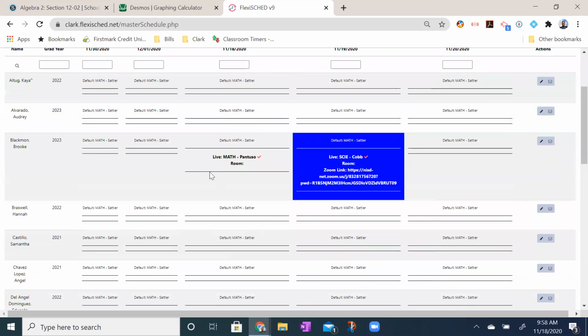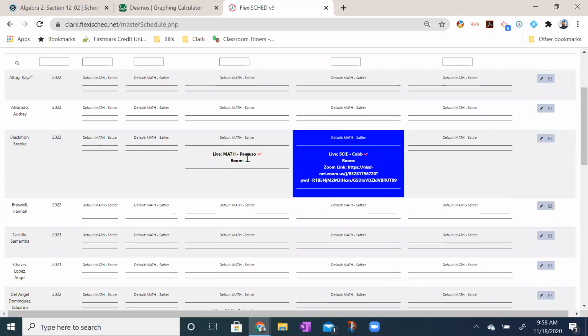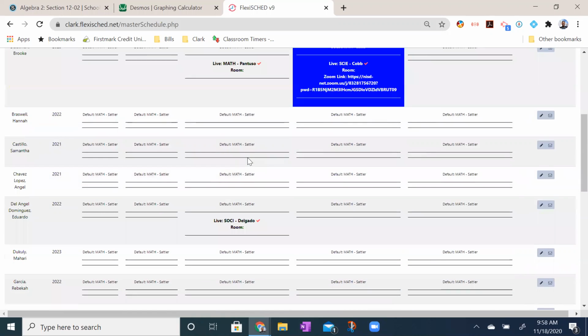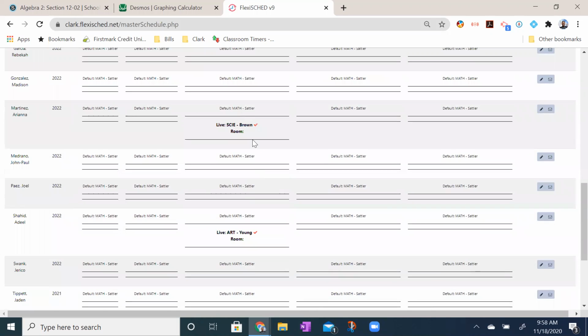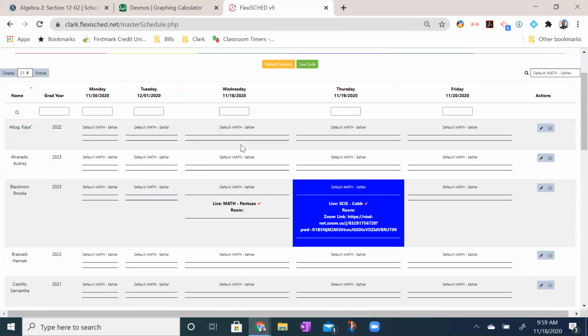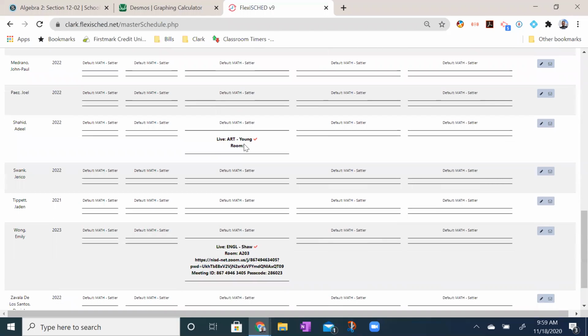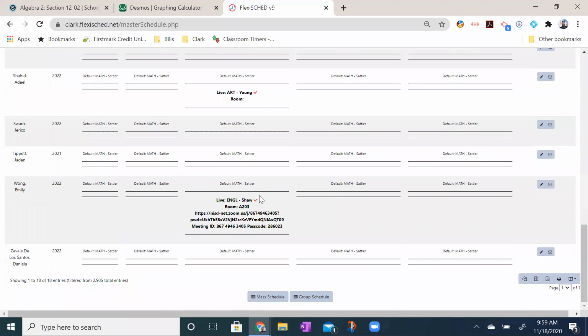Okay, so Brooke, you got Pantuso for Flex today. Let's see, Eduardo, you got Delgado. And then for Ariana, you got Brown. Am I reading the wrong day? You got Wednesday. Deal, you got Young. Okay. And then Emily, you have Shaw. Okay. So the Zoom information there.